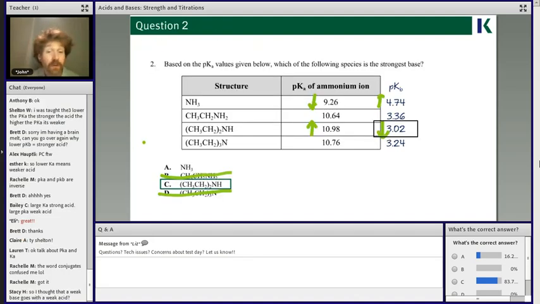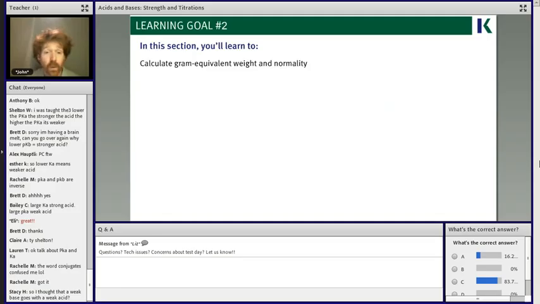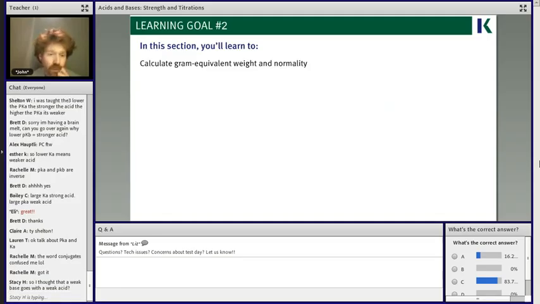So what we'll do for the last part of class, let's talk about the whole titration thing, like gram equivalent weight, normality, and all that kind of stuff. This is going to get more into actually neutralizing things.